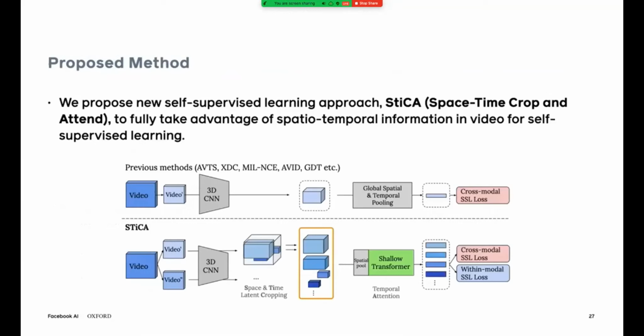And so our proposed method, which we call STiCR, space-time crop and attend, takes full advantage of the spatiotemporal information in video for self-supervised learning. Compared to previous methods, which mostly look at cross-modal invariances, we look at within modality invariances by cropping in latent space. And compared to previous works which average pool over space and time, we use a transformer to aggregate over time to get our representation. Then we have the cross-modal as well as the within modality self-supervised loss.